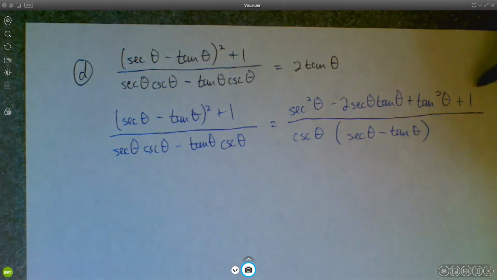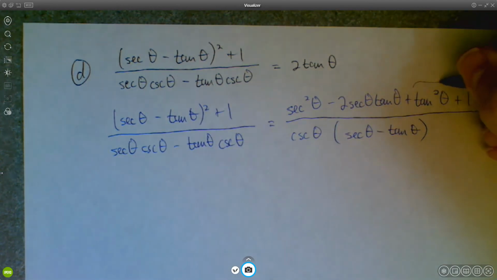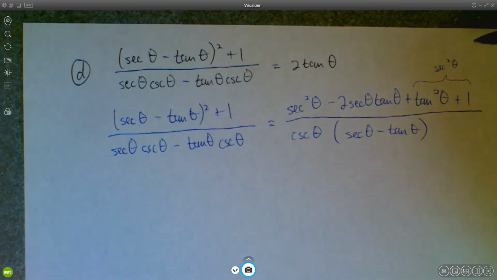Can we simplify any of this with some Pythagorean stuff? So yeah, tangent squared theta plus 1 is just secant squared theta. So I can replace this with a secant squared. And then I've got a secant squared, and a secant squared will give me 2 secant squared, which is nice. So let's do that.